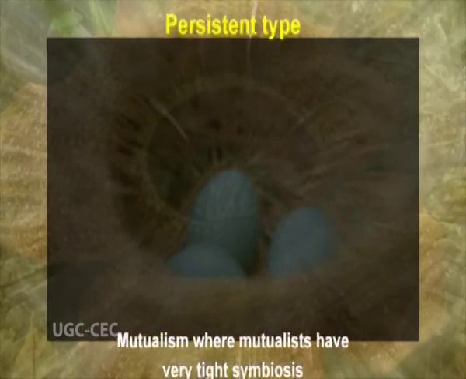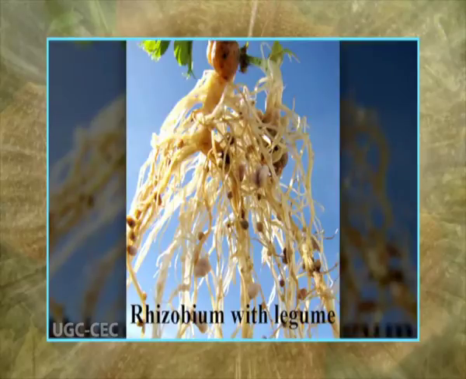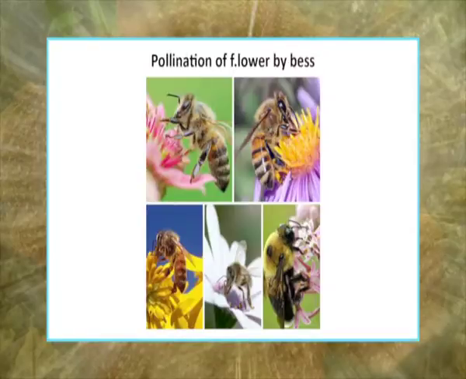There are 4 types of mutualism. Number 1, persistent type. Mutualism where mutualists have very tight symbiosis. For example, rhizobium with legume. Number 2, intermittent type. Mutualism in which mutualists do not have a tight relation but interact intermittently for a limited period of time with interactions reoccurring at predictable intervals. For example, pollination of flowers by bees.